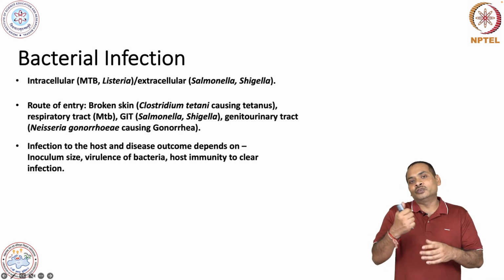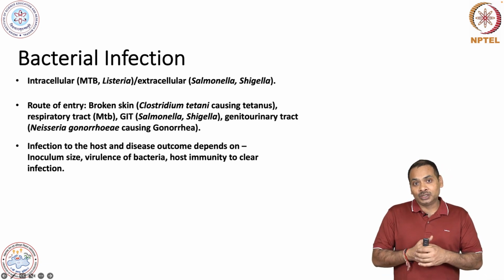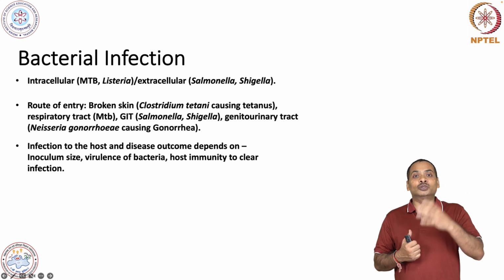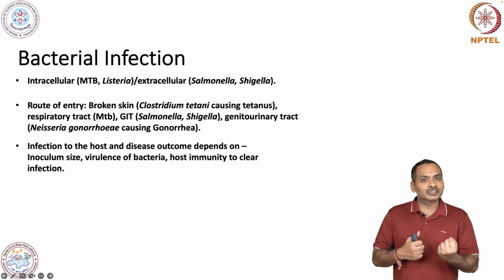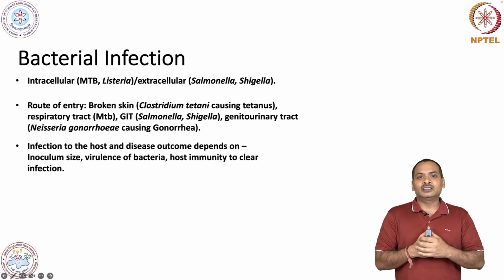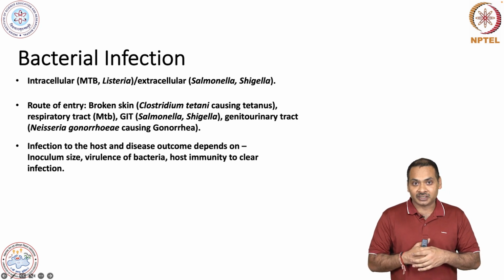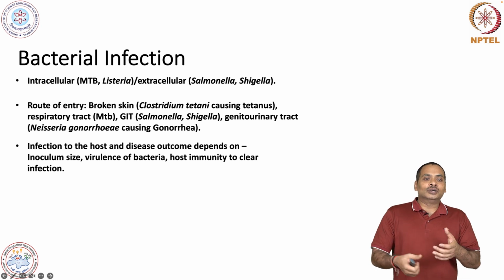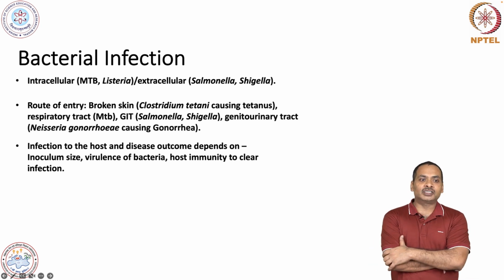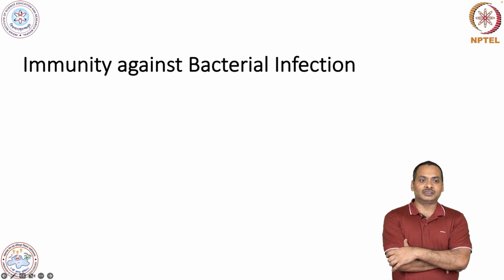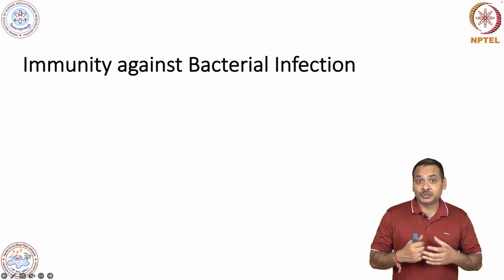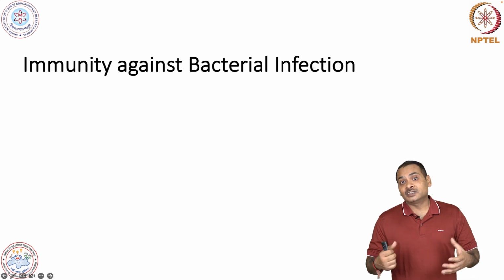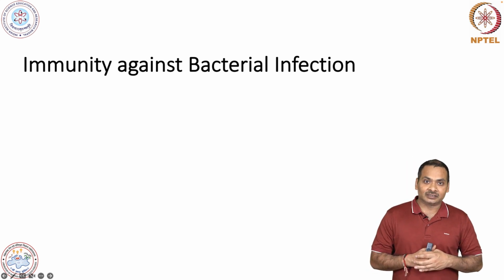So, for example, if host immunity is very good and if inoculum size is also very big, then that will cause the infection. If the inoculum size is small, then that will be cleared by the host immunity, right. So this is just a brief introduction about the bacterial infection. Now let us look at what kind of immune responses are elicited against the bacterial infection.